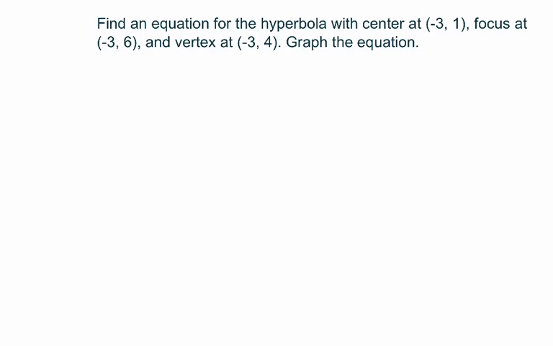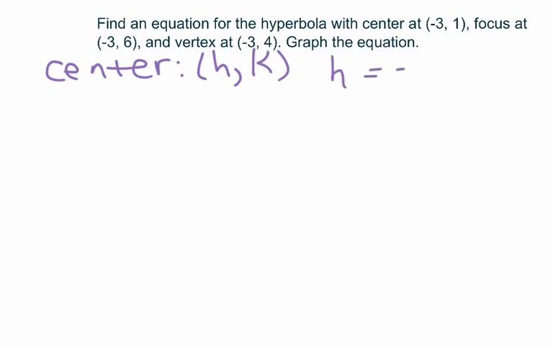Since the center is at -3, 1, we know that it's not centered at the origin. Also, we define the center as (h, k). So we know that h equals -3 and k is equal to 1. Since the center, foci, and vertices all have an x-coordinate of -3, our transverse axis will be parallel to the y-axis.